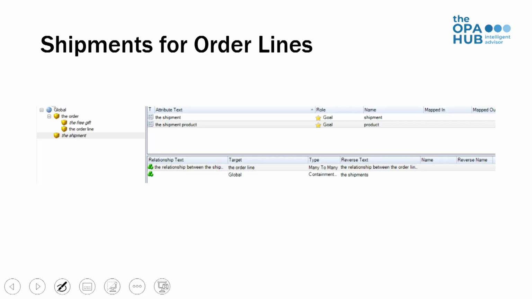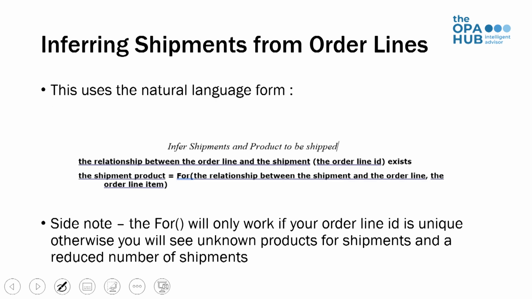We can create a logic that says, okay, when an order line is ready to be shipped, create a shipment. So if there's 2 order lines, we will infer the existence of 2 shipment lines. So you might see something like this. You'll notice that in this screenshot, I've actually used the longer version, which is the relationship between the order line and the shipment. The order line ID exists, as opposed to using infer instance, which is the short version that I used earlier on.